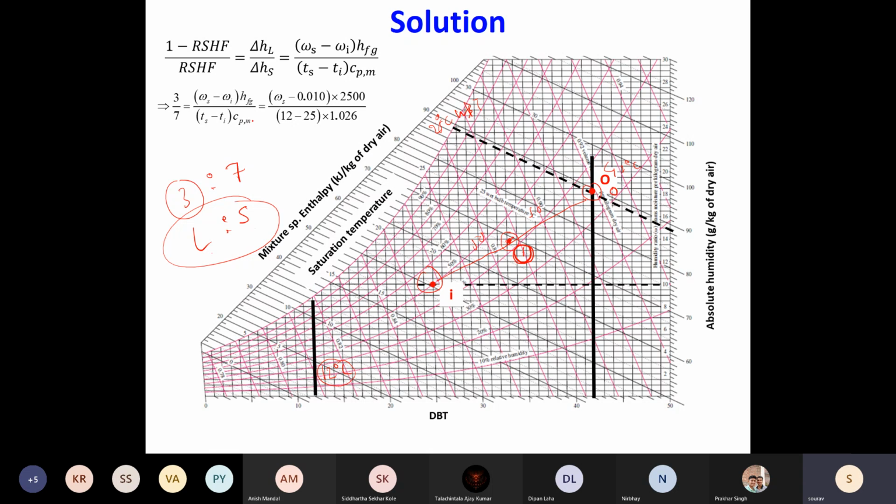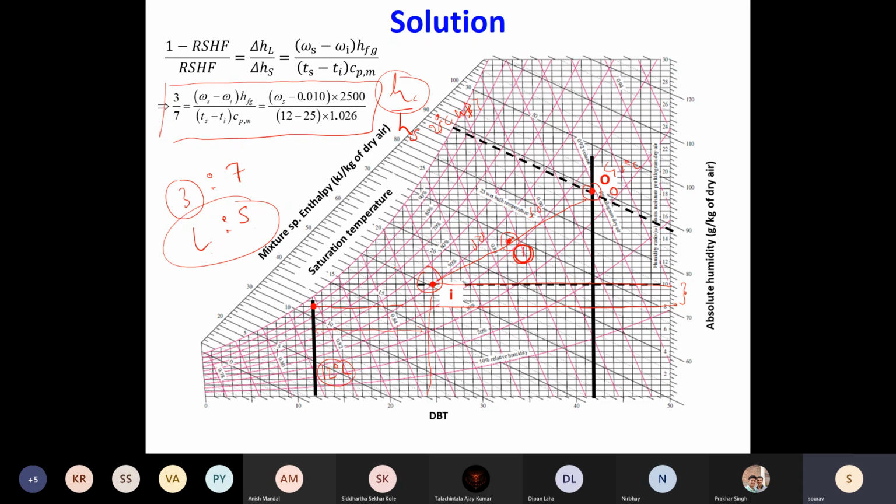So we can fix the humidity ratio by using this expression. 3:7 is the ratio of H latent by H sensible, and the H latent part is omega S minus omega I times HFG. So whatever the humidity ratio is over here, minus the humidity ratio of this, this difference times HFG is your latent component.